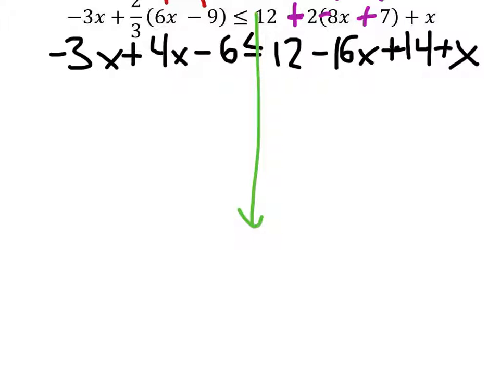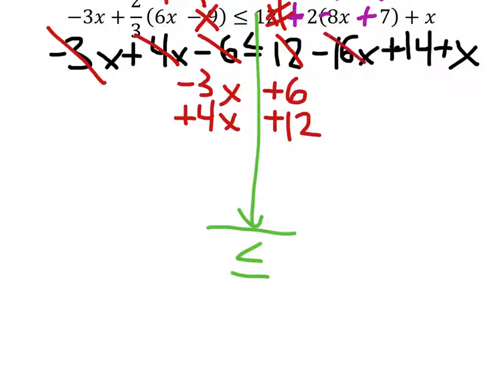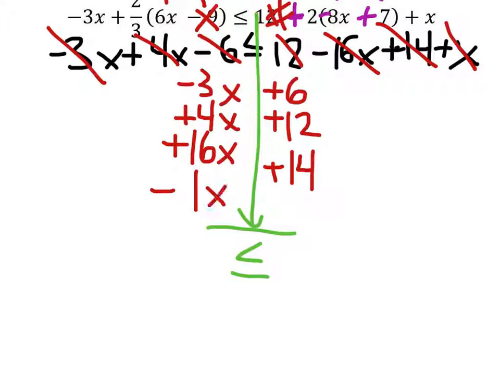Well, first you need a line, okay? So that just brings our inequality down. Which side do you guys want x's on? Because that's step 3. All right, left. X is on the left, numbers on the right. Negative 3x stays. Positive 4x stays. Negative 6, switch. 12 stays. Negative 16x, switch. Positive 14 stays. And x stays, switch.